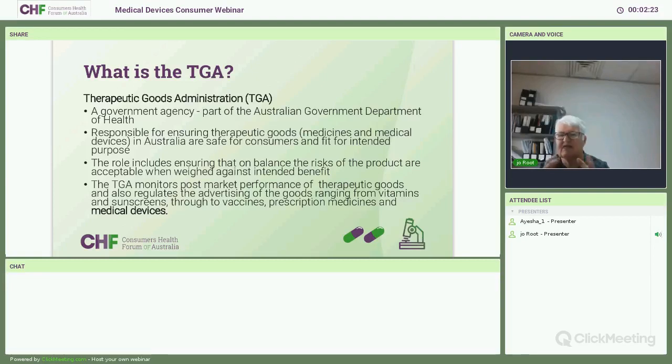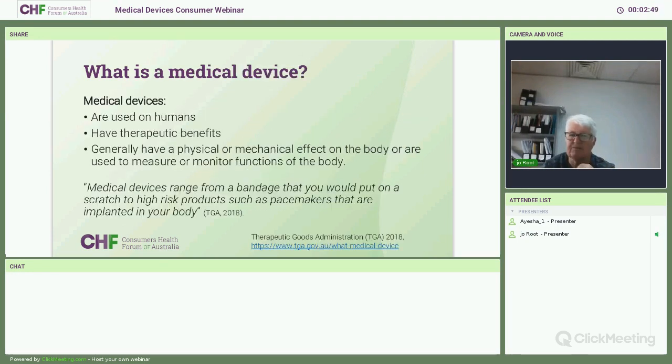And as well as initially assessing medicines and medical devices to put them on the therapeutic goods register, which means they can be used, it also has a key role in post-market performance of therapeutic goods and regulates the advertising of goods ranging from vitamins and sunscreens through to medicines, prescription medicines and medical devices. So it's got a broad remit.